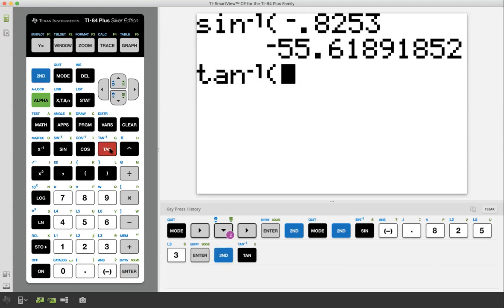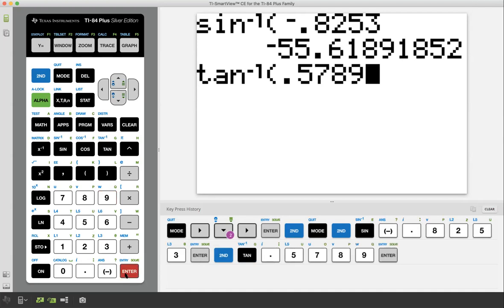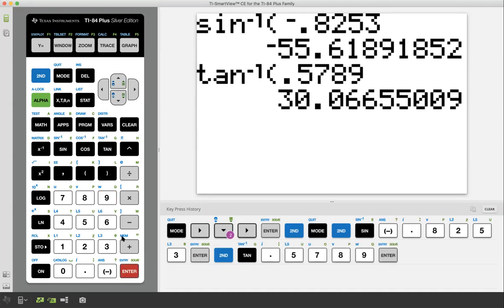It's tangent inverse, same thing. 0.5789. And that's 30 degrees. Okay, 30 point. What's that? 0.666. Okay. Fine. How about secant inverse?